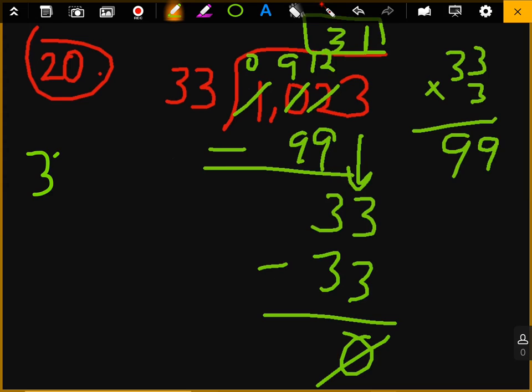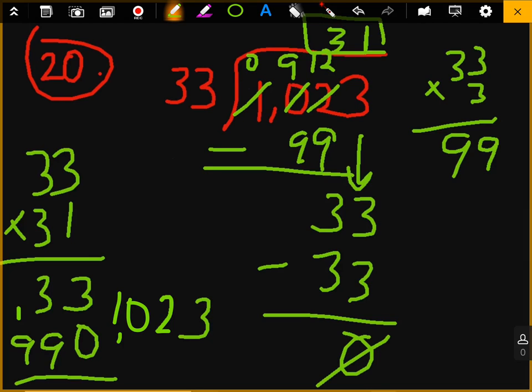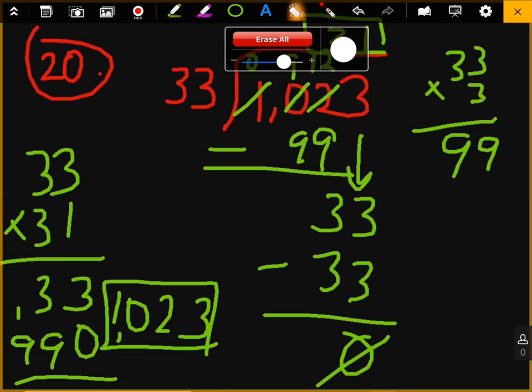If I said 33 times 31, it should give me 1,023. 1 times 3 is 3. 3, 0, 9, 9. Okay, 3 plus 0 is 3. 9 plus 3 is 12. And, yep, 1,023. So that does check out.